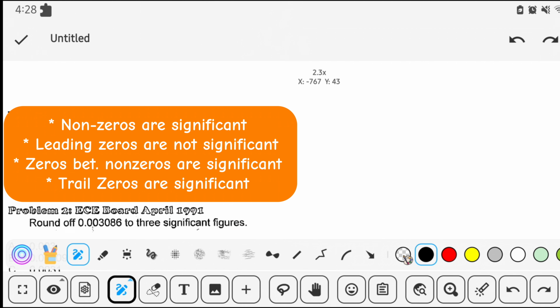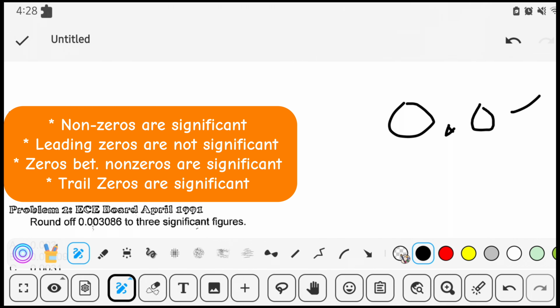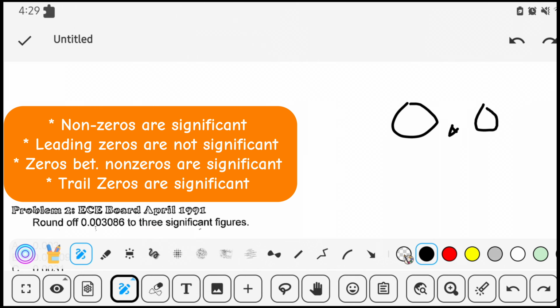And next we also have leading zeros. When we say leading zeros, these are zeros that come before the non-zeros, like 0.04. These are what we call leading zeros. We also have zeros between non-zeros.